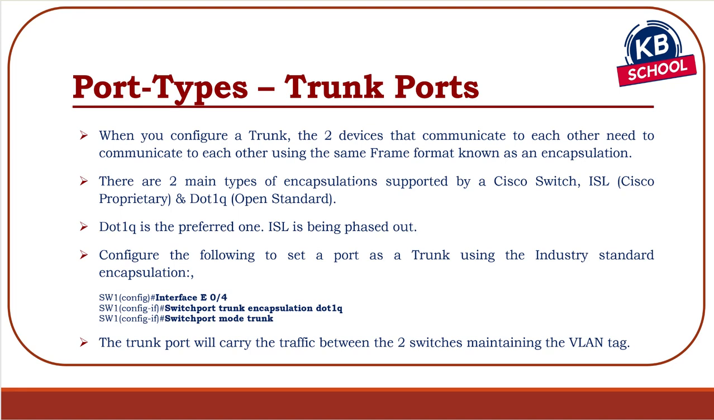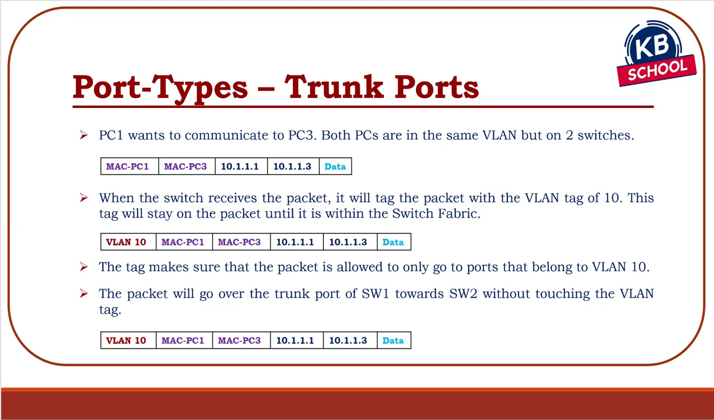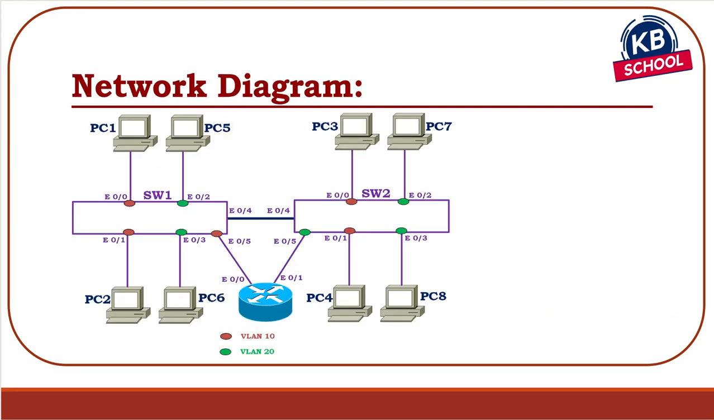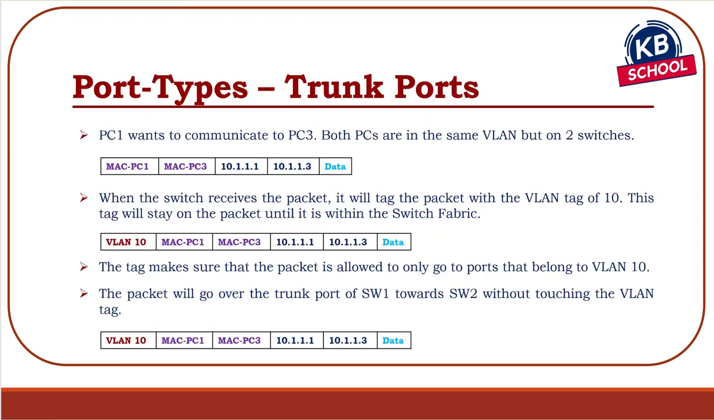Just like I showed you what happens to an access port, let's take a look at over here. Let's go back to the diagram first. In this case, I want communication to happen between PC1, sales VLAN, to PC3, also the sales VLAN, but they're on two different switches. So when the frame leaves PC1, it'll look like this. MAC for PC1, destination is MAC for PC3, source IP, destination IP, and the data.